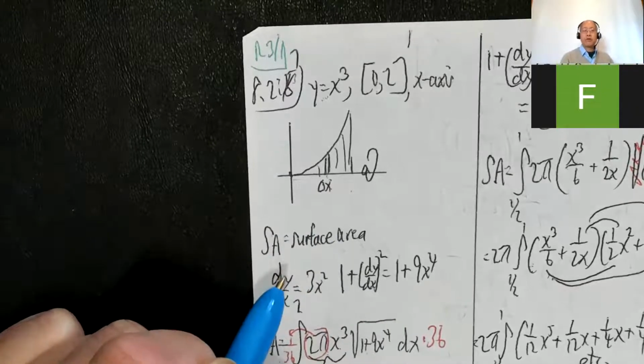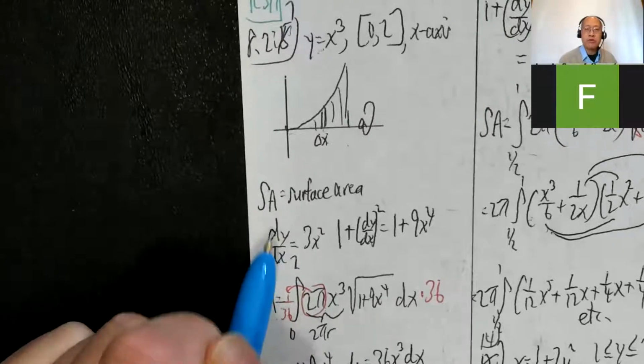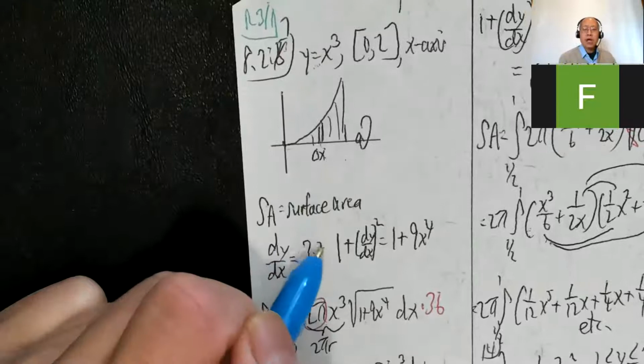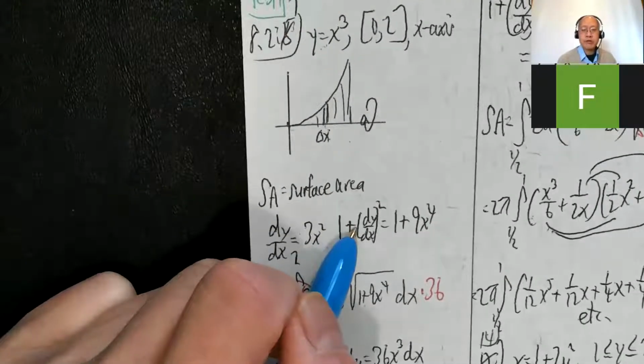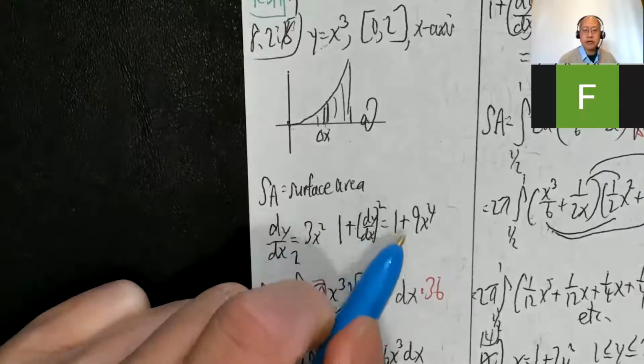All right, so by formula to find the surface area, just like section 1, I need dy dx. That's easy, 3x squared. I want 1 plus derivative squared, just like the last section. That's easy. 1 plus this thing squared is 9x to the 4th.